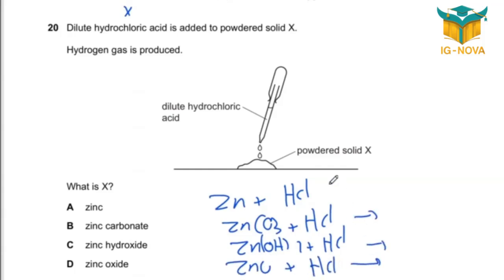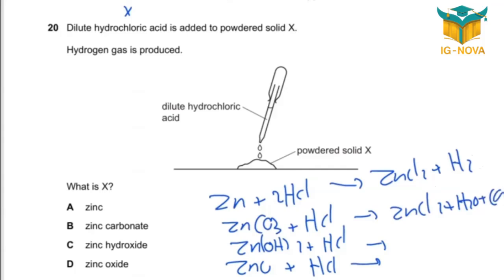Zinc and lead have two oxidation states in IGCSE. So this is zinc chloride plus H2. So this is zinc chloride plus H2O plus CO2. This is zinc chloride plus H2O. This is zinc chloride plus H2. Okay, you can balance later on. I balanced some of them.